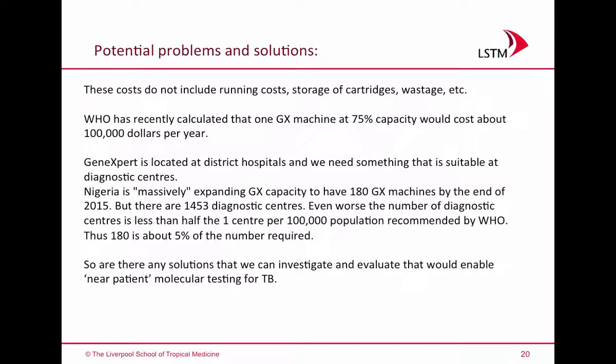at the moment, GeneXpert is located at district hospitals, and we think we probably need something that's more suitable for diagnostic centres. Nigeria will have 180 machines by the end of the year, but they have almost 1,500 diagnostic centres. So clearly, these figures don't match. And even worse, the number of diagnostic centres is less than half the one centre per 100,000 population recommended by WHO. So, are there any alternative solutions?